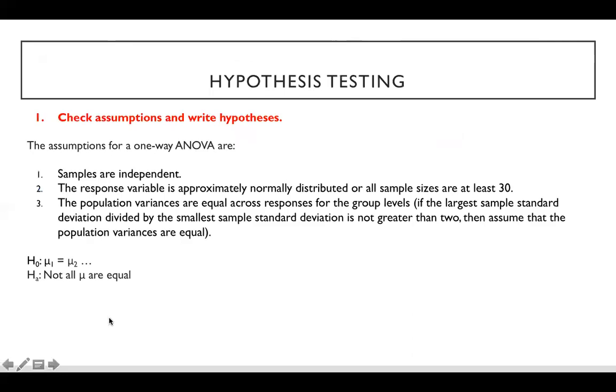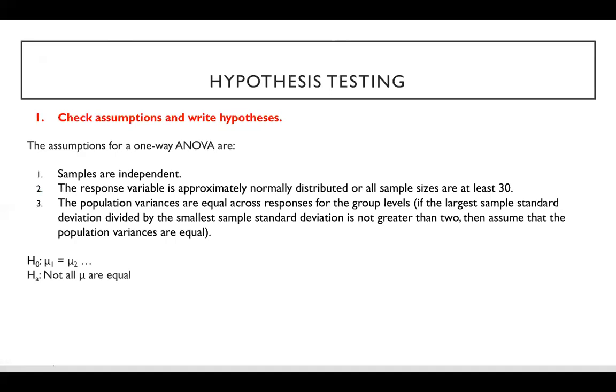So for hypothesis testing for one-way ANOVA, we have 3 assumptions that we want to check. We first want to check that our samples are independent. Second, we want to check that the response variable is approximately normally distributed, or that all sample sizes are at least 30. Then we want to just check that the population variances are equal across responses for the group level. So really just checking how the standard deviation matches up across all the group levels.